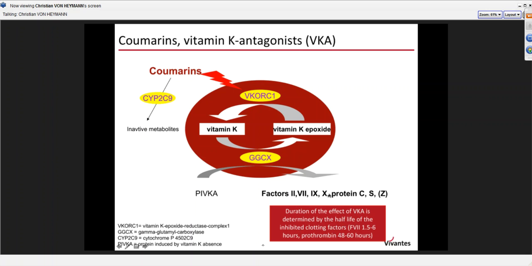And as we have 4 clotting factors not being sufficiently produced with the use of coumarins, we have to look at the half-lives. The shortest half-life has factor 7, that is 1.5 to 6 hours, but the longest half-life has prothrombin, factor 2, that ranges up to 48 to 60 hours. And this explains why it takes at least 2 to 3 days after cessation, for example, of warfarin, until the coagulation system has returned to normal.